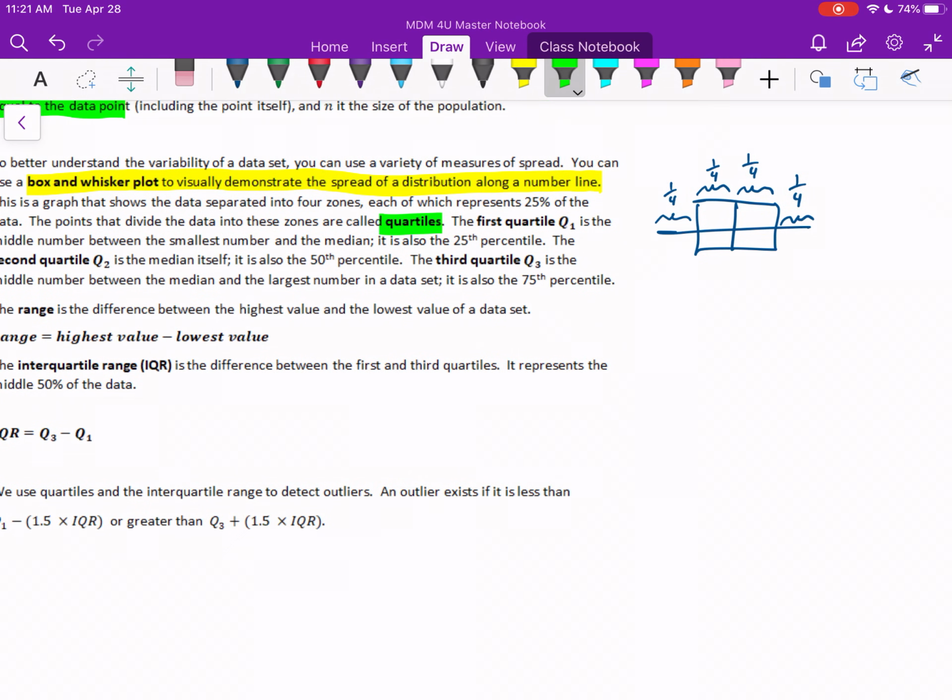So in other words, Q1 is the dividing line, or the dividing point, between the smallest number and the median. The median is going to be right there in the middle. So the first quartile is going to be right in the middle between those two. It's going to be the middle number between those two.